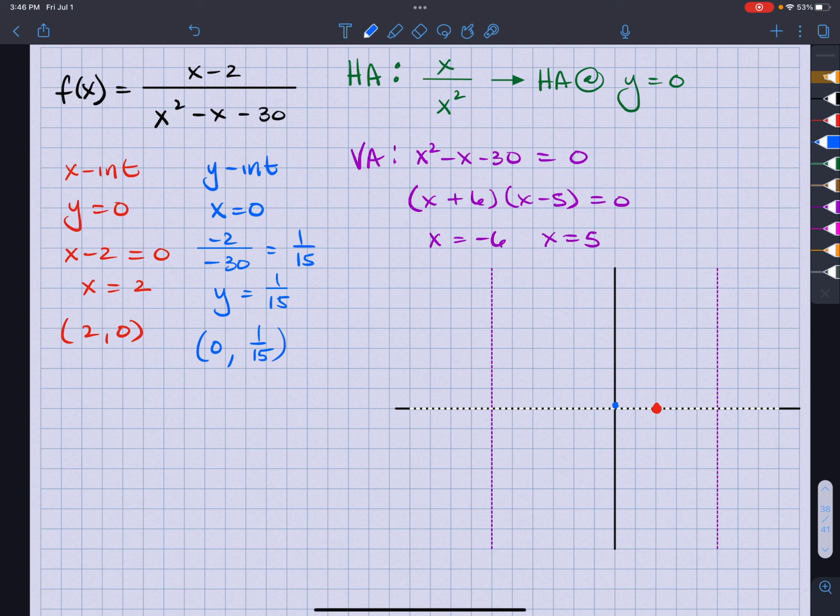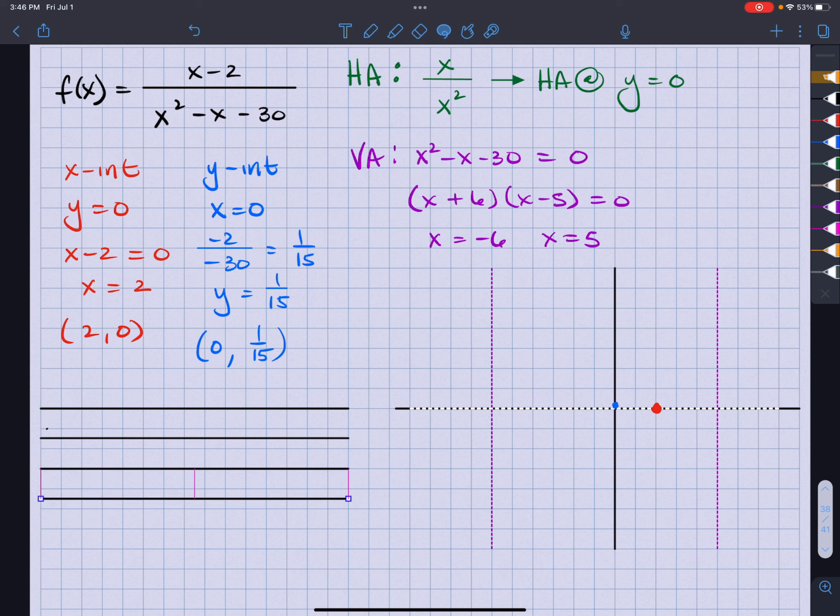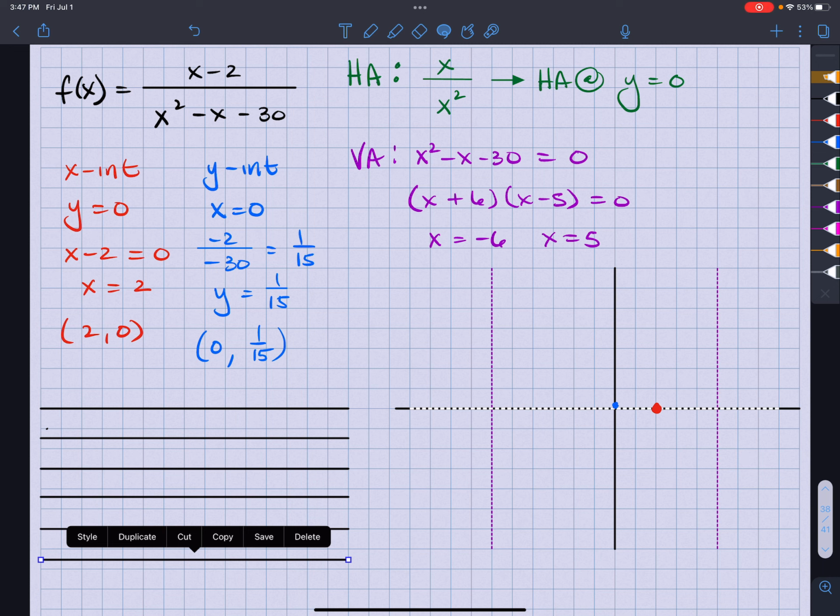All right, so now what I need to do is kind of build tables around my vertical asymptotes, okay? So here we go. Let me see, 1, 2, 3, 4, 1, 2, 3, 4, 5. Okay. How do I want to do this?